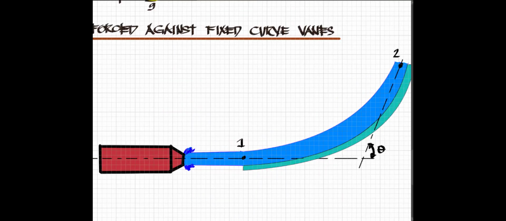Now for the force against the fixed curved vanes. So we have here the vane, then we have here a nozzle injecting a jet of water flowing from point 1 to point 2. So we shall have the x and y components for the total force exerted by the fluid against the fixed curved vane.